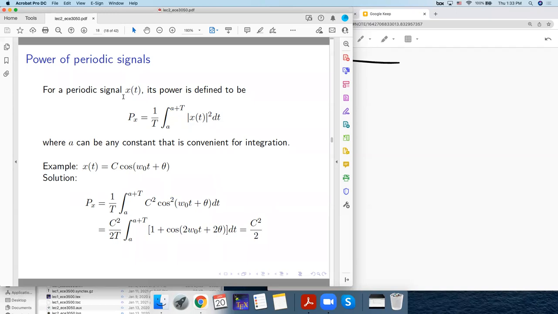Okay, so basically when you deal with periodic signals, the power can be calculated by looking at any specific period.